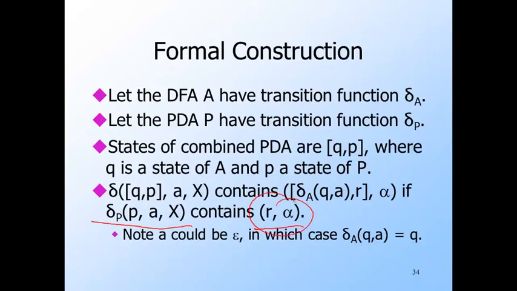That's the move. Then the new PDA, whose transition function we call simply delta, given a state with P as the second component, input A and stack symbol X, that's this, has a choice of move where the new state has second component R. The first component is what you get by having the DFA make a transition from state Q with input A. That's delta A of Q and A. Note that A could be epsilon here, in which case delta A of Q and A is just Q. Or it could be a real symbol, in which case delta A of Q and A is something else. Finally, this choice of move replaces X by alpha on the stack, just as the original PDA did.